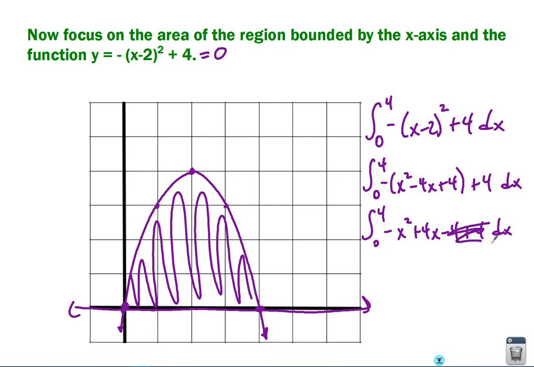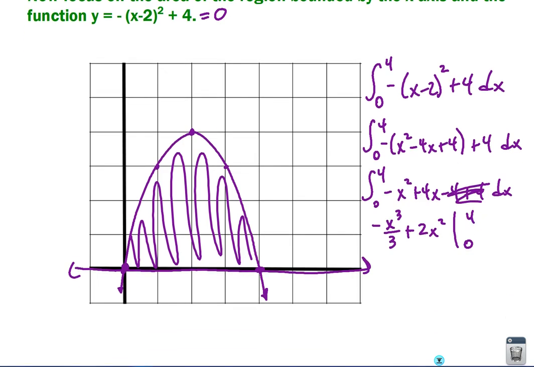Okay, so I have the antiderivative of negative x squared plus 4x. So this is negative x cubed over 3 plus 2x squared from 0 to 4. Plug this in. I've got negative 4 cubed over 3 plus 2 times 4 squared minus, here I know when I plug in a 0 I'm going to get 0.